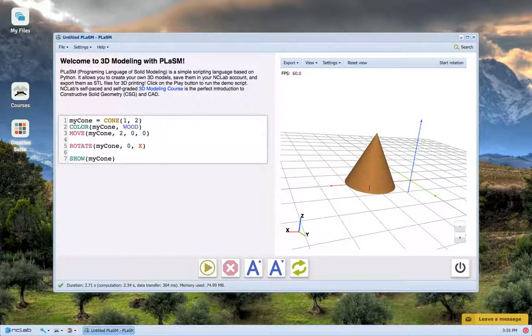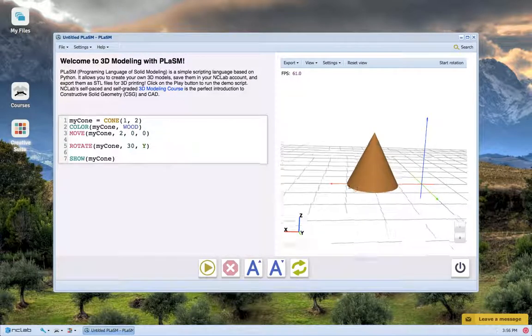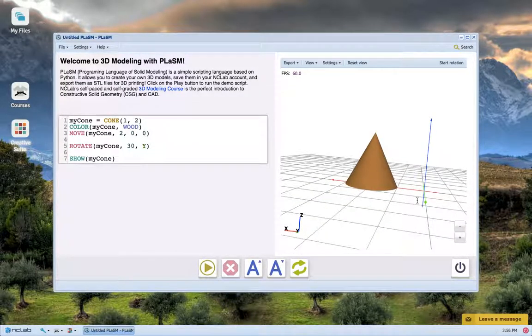Let me show you what a 30-degree rotation looks like around the y-axis by changing the second parameter to 30 and then the third parameter to a capital Y. Once again, remember the right-hand rule, and that a positive number of degrees in the rotation will lead to a counterclockwise rotation around this y-axis, the green arrow. Let's run our program.